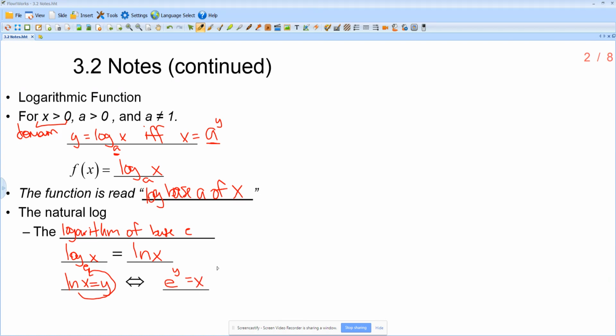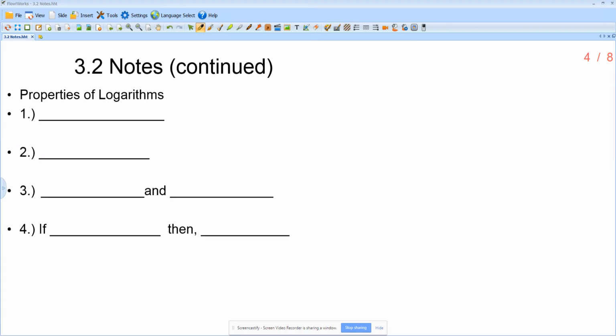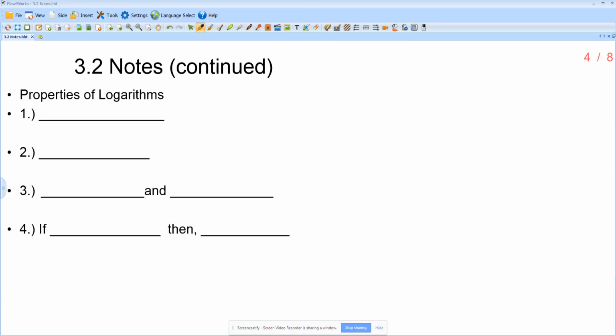This is just getting familiar with how this works. Those examples, make sure that you go and actually watch them. They're pretty important for understanding how to rewrite into exponential notation, since that's part of what it's going to be asking us to do. Properties of logarithms: just some properties that allow us to rewrite things.